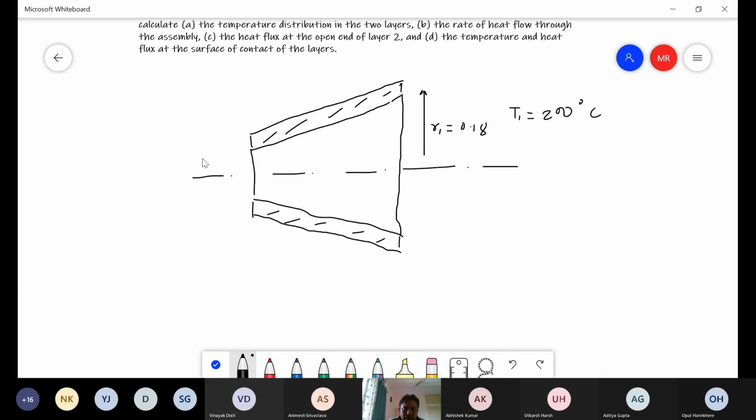So let me just draw it and then we can discuss. So this is R2, given as 0.08 meter, and the temperature here is 100 degrees Celsius. This entire thing has two layers. So this is one, this is one, and this is two.